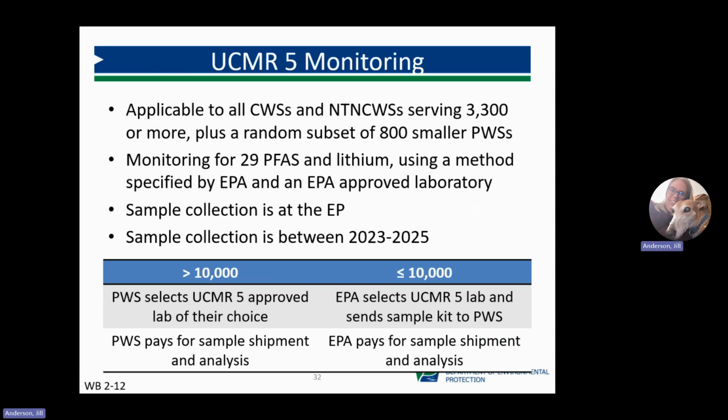For systems serving over 10,000, the water system will select a UCMR 5 approved lab of their choice, and the water system will pay for their own sample shipment and analysis. For systems serving 10,000 or fewer, EPA will select a UCMR 5 laboratory, and EPA will send sample kits to the water system and pay for sample shipment and analysis.